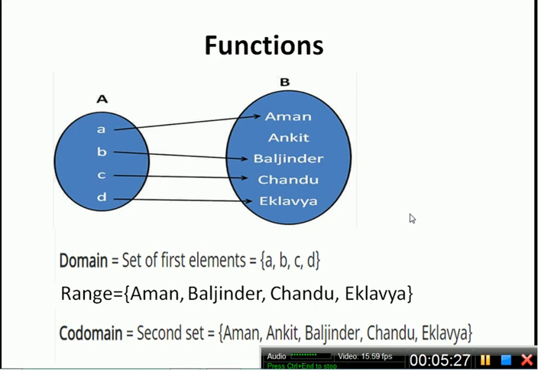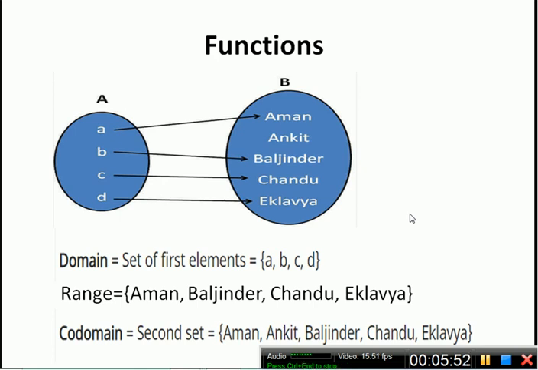Then what is a codomain? The codomain is the second set, that is set B. In this we have the elements Aman, Ankit, Baljinder, Chandu and Ekalavya. These are the codomain. The first set's elements are called the domain and the second set's elements are called the codomain. Next, what is a range?